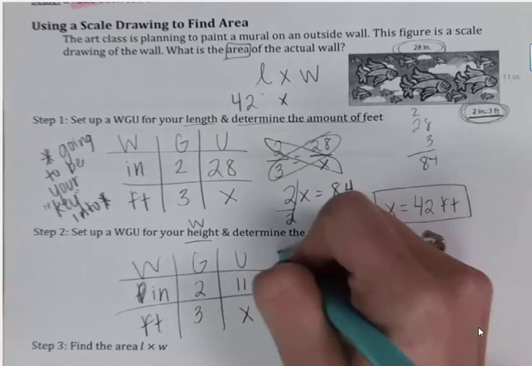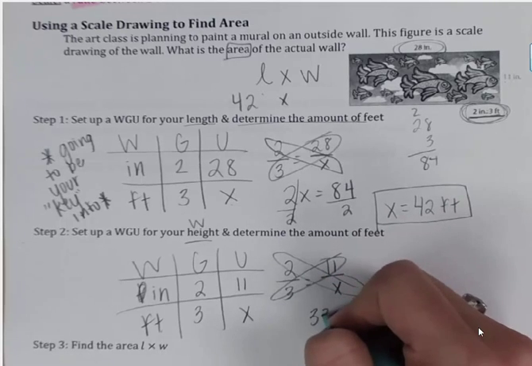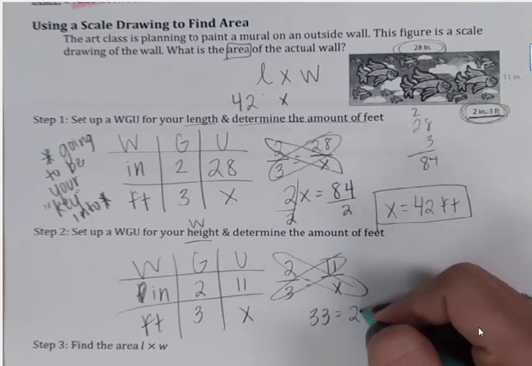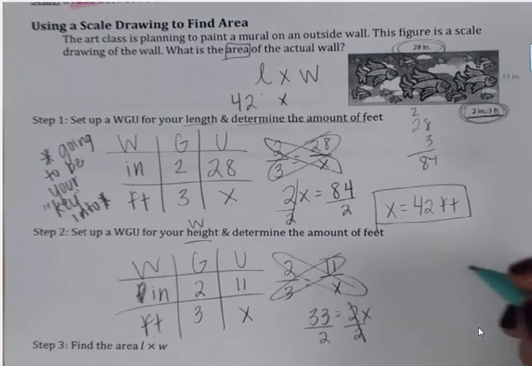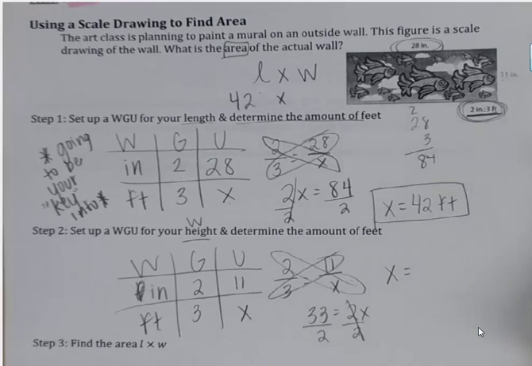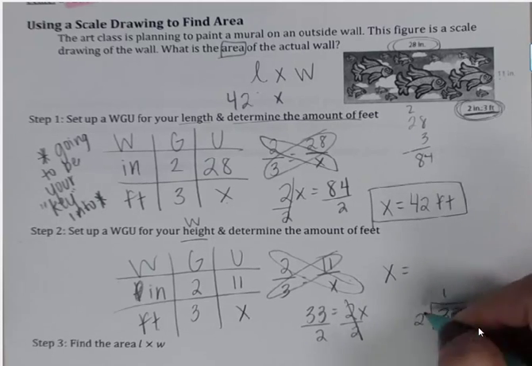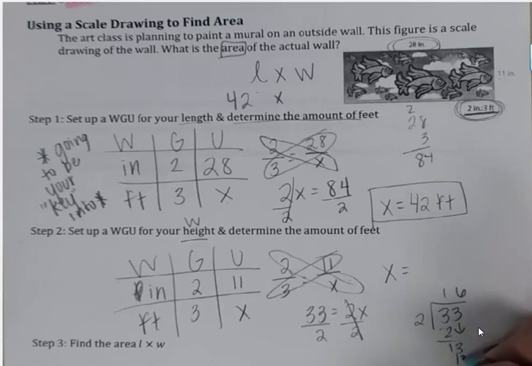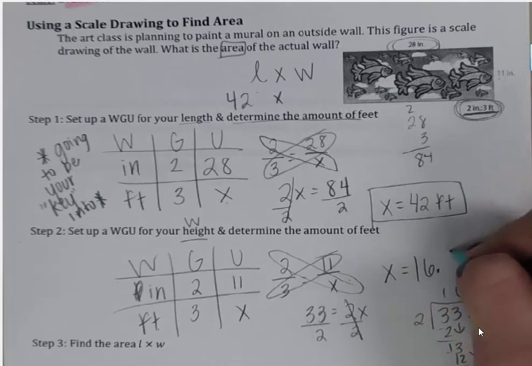Cross multiply. I know 11 times 3 is 33, which is equal to 2 times X, which is 2X. Divide by your coefficient to isolate your variable. See if you can figure out what X is equal to. If you would have worked it out, I didn't work it out yet, so I'm working it out right now. Nope, I lied. 16.5 feet.